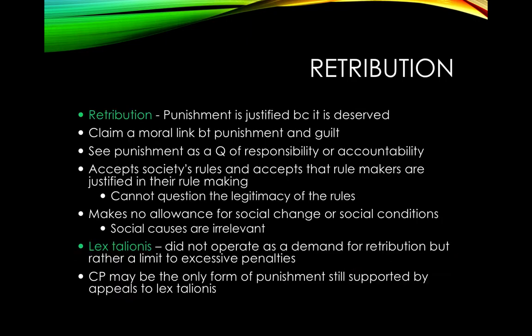So retribution. Remember, retribution is looking backwards, okay? And it's basically that punishment is justified because it's deserved. You're guilty of committing an offense, and therefore you need to be held accountable for it. This is a theory that assumes that society is just in making its rules and that we don't question the legitimacy of those rules.